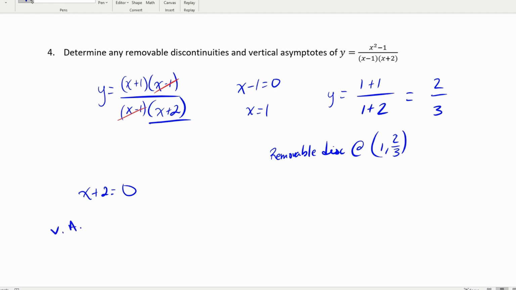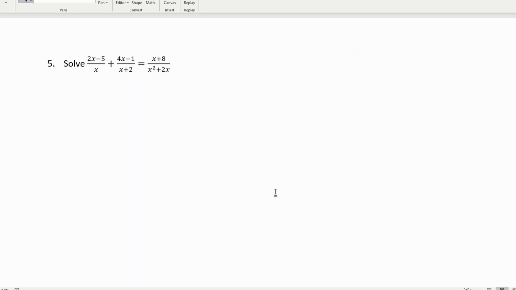I have a vertical asymptote. Set this equal to 0, x equals negative 2, and my vertical asymptote is going to be that equation, x equals negative 2. So here in this equation, we want to solve for the variable x. So let's get right into it.